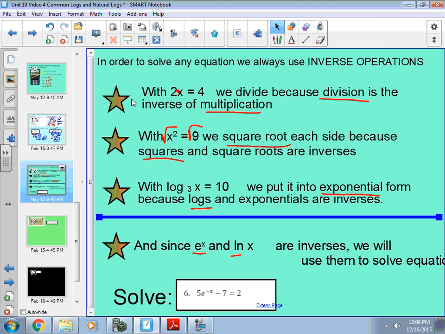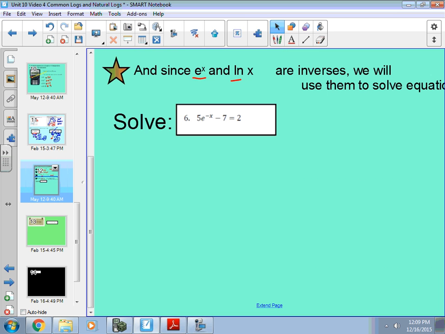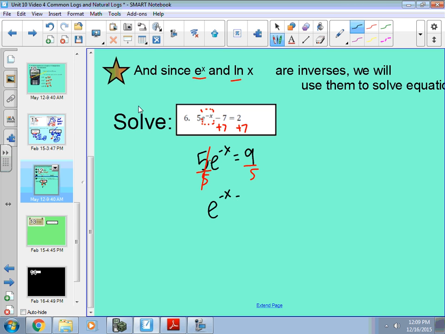All right, let's try a problem out then. Number 6 wants us to solve. First you're going to treat this like an algebra problem. You want to get the part with the x by itself. Now x is an exponent here, but we still want to get that part by itself first, just like an algebra problem. Start by adding 7. Then we have to get rid of the number that's being multiplied by dividing. And so now we've got e to the negative x equals, if we divide that out, 1.8.